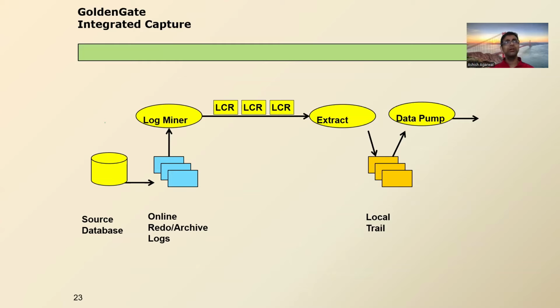So what could be the reason that the performance of integrated extract is faster than classic extract? Why do you think that would be the case? If anyone has an answer, just type it in the chat window. I've told you what classic extract and integrated extract are. In integrated extract, there is a log miner layer in between, but I'm also telling you the performance of integrated extract is 5 times faster than classic extract. How is that possible?